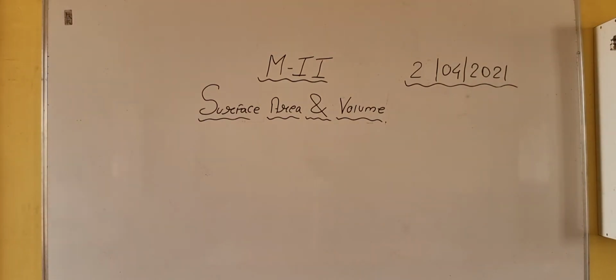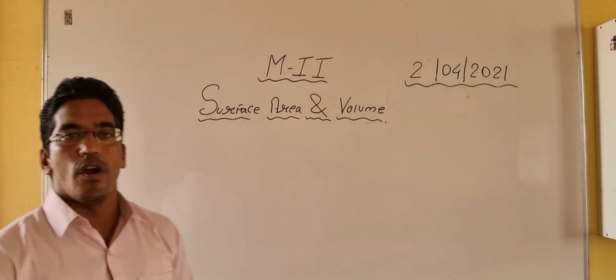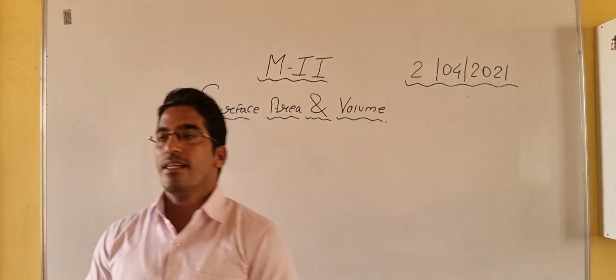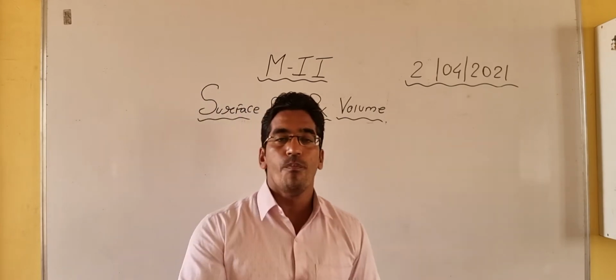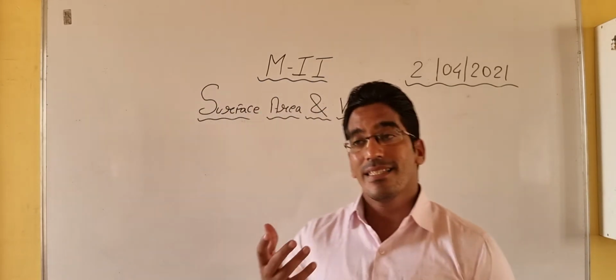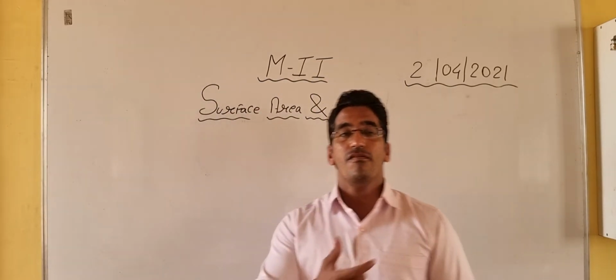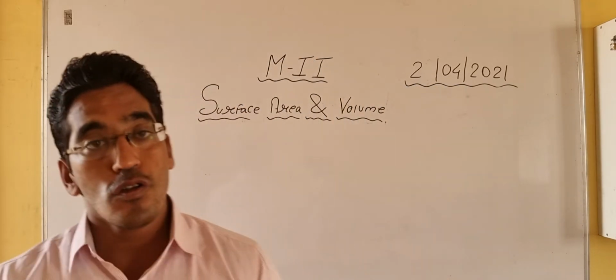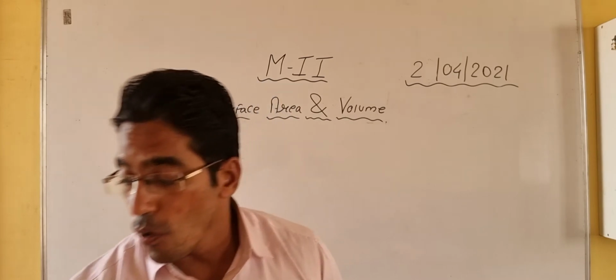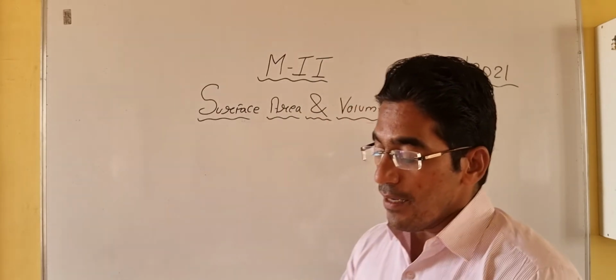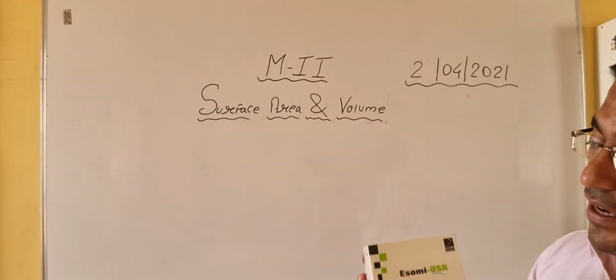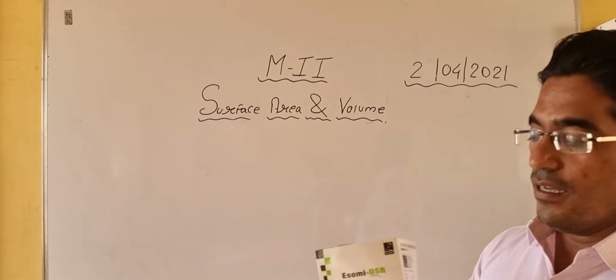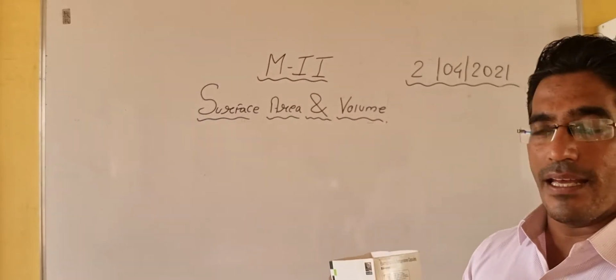Good morning students. In today's lecture, we are going to discuss cuboid. In yesterday's lecture, we saw about cube. In a cube, there are 6 faces and each face is a square. Similarly, a cuboid also has 6 faces. The only difference is that in a cuboid, each face is a rectangle.